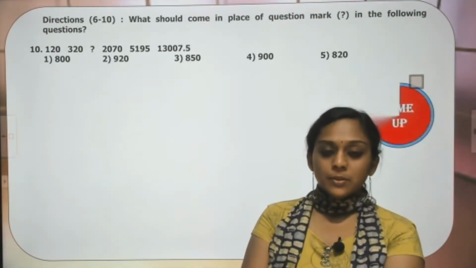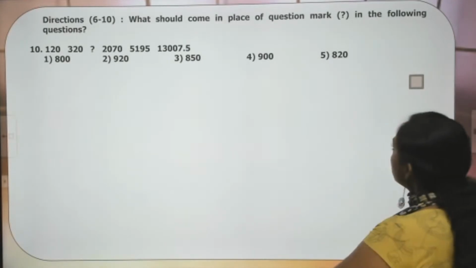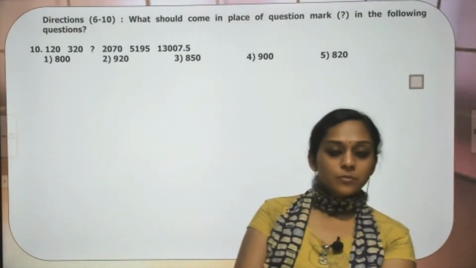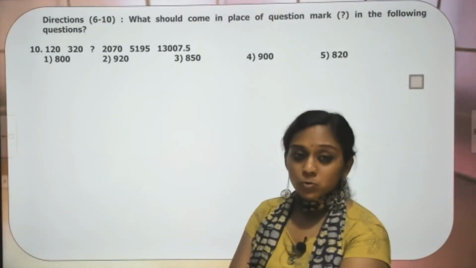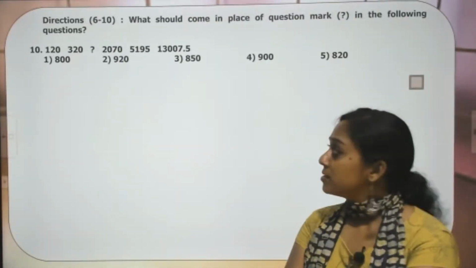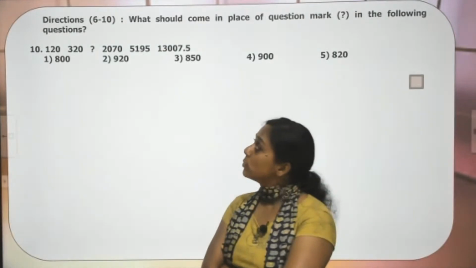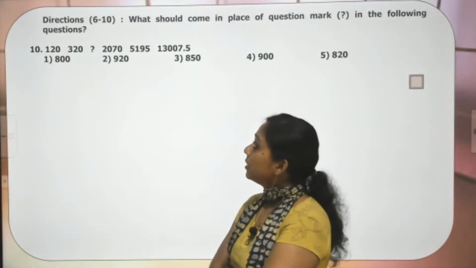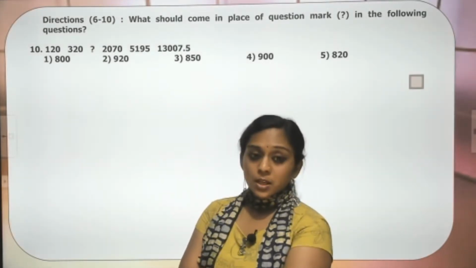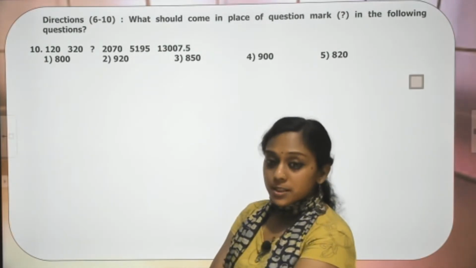Yes, time is up. There's a rapid change. When you are getting a rapid change, most probably that will be coming under miscellaneous series. So focus on miscellaneous series. In miscellaneous series, you try to solve it from the middle terms. Get a relation between the middle terms, between 2070 and 5195. No one has commented the answer till now.